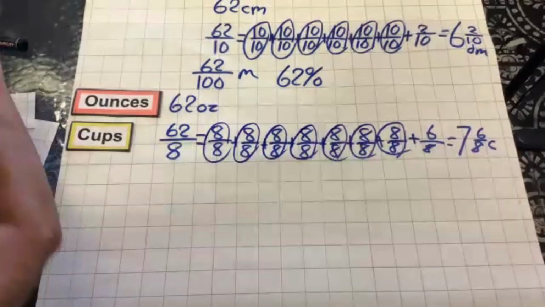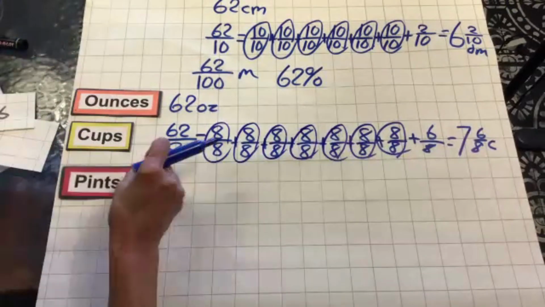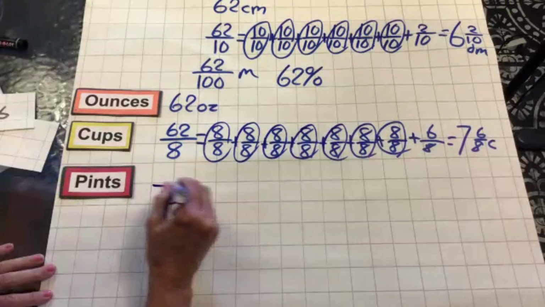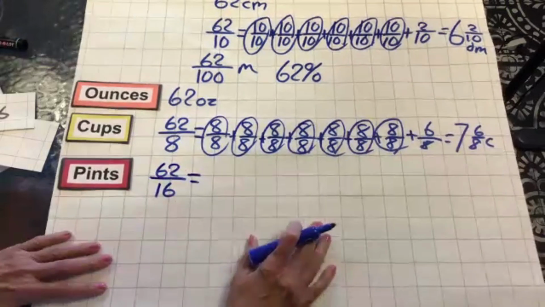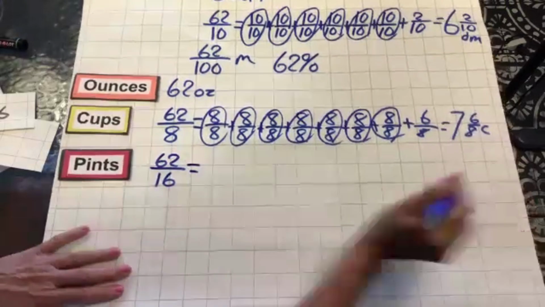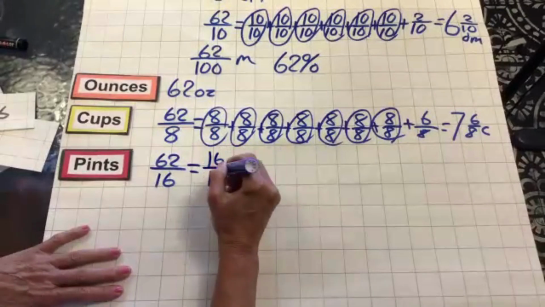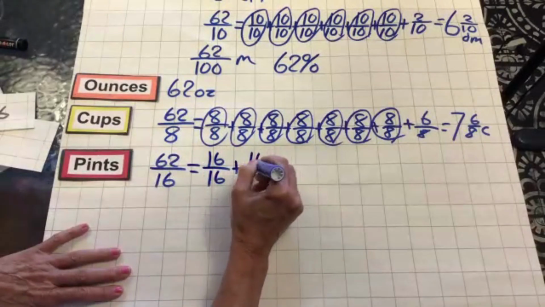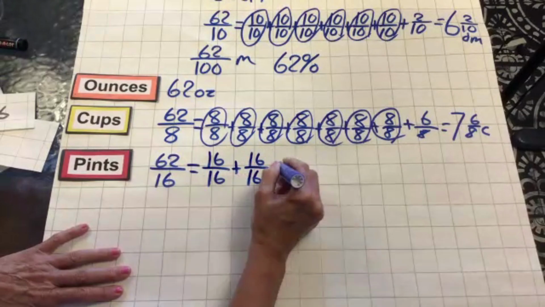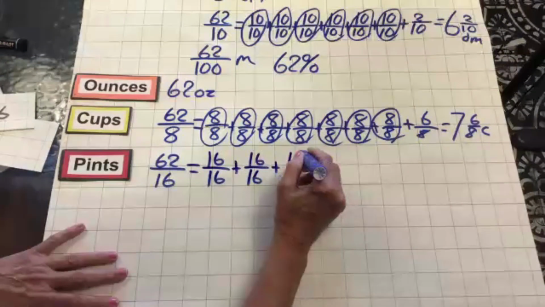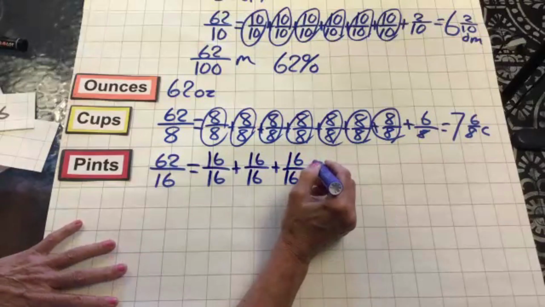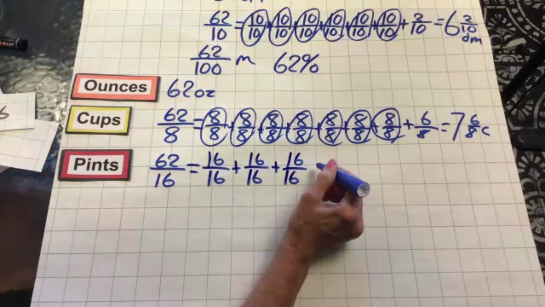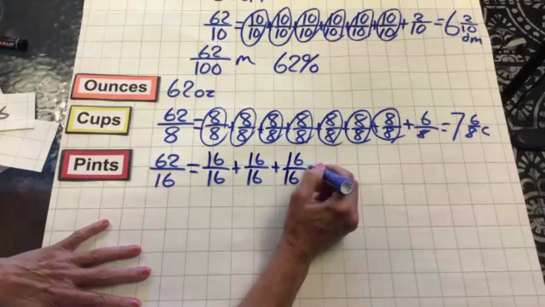All right, let's move on to pints. We know it takes 16 ounces to make a pint. So we're going to put our 62 over 16, and we're going to break that apart into an addition problem. So 16 over 16 plus 16 over 16, that's 32. Then 16 over 16, that's 48. And another 16 would be 64, so we can't go any more than 48.